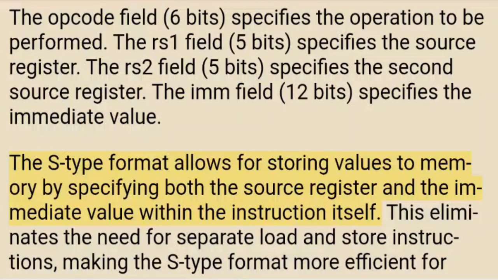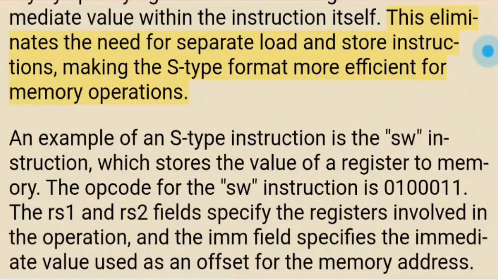The S-type format allows for storing values to memory by specifying both the source register and the immediate value within the instruction itself. This eliminates the need for separate load and store instructions, making the S-type format more efficient for memory operations. An example of an S-type instruction is the SW instruction, which stores the value of a register to memory. The opcode for the SW instruction is 010011. The RS1 and RS2 fields specify the registers involved in the operation, and the IMM field specifies the immediate value used as an offset for the memory address.